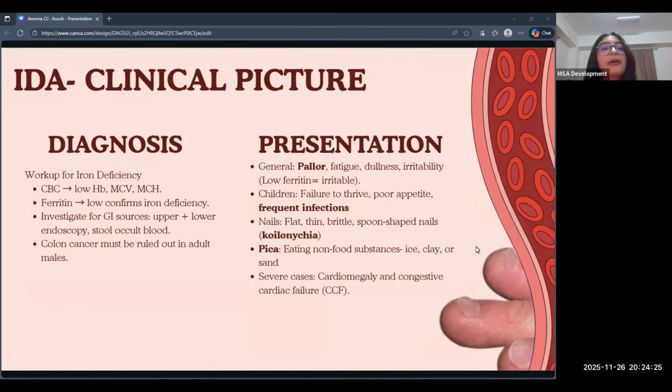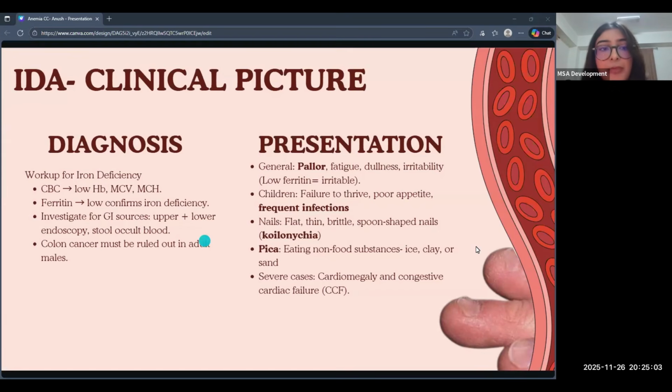Okay, now how do they present? So let's talk about diagnosis first. So we said MCV, MCH, and HB, they're all low. So the next thing you do is ferritin, because it will help confirm your suspicion, right? Now, I said that in females, it's common to have iron deficiency anemia. Is it common in males? No, it is not. So if you ever see a male with iron deficiency anemia, what you need to do is look for a GI pathology, okay? So you do an upper-lower endoscopy or stool occult blood, because it could be an infection. Colon cancer has to be ruled out because it's the biggest red flag, okay?